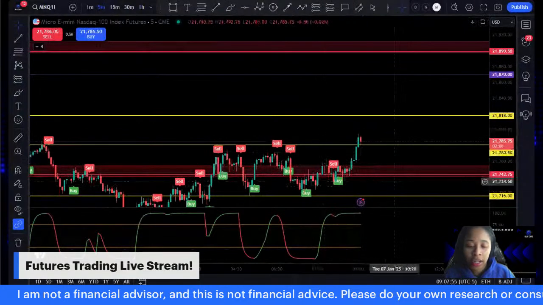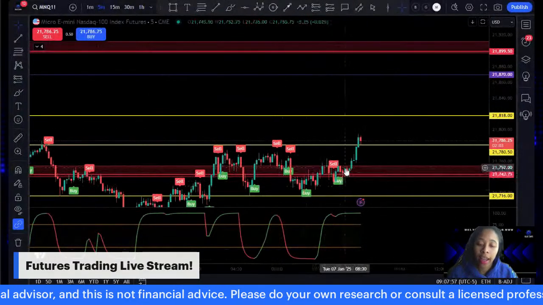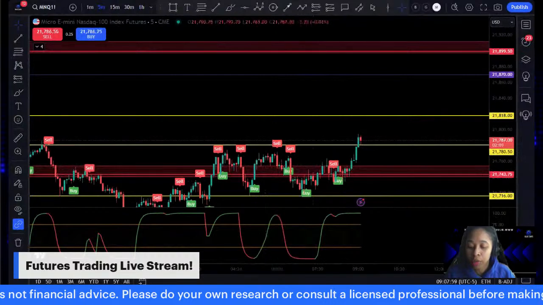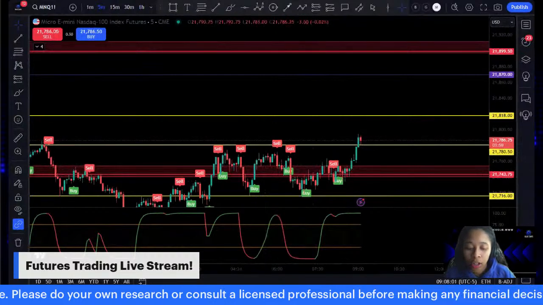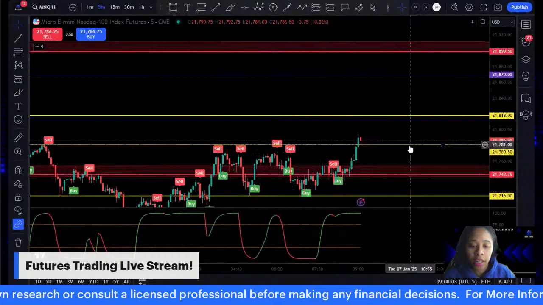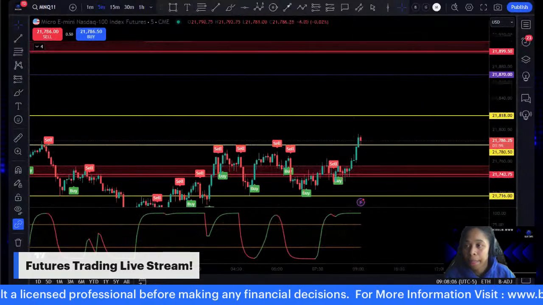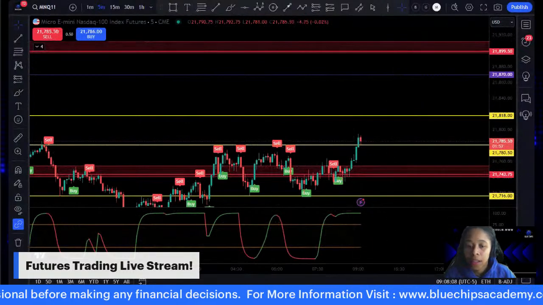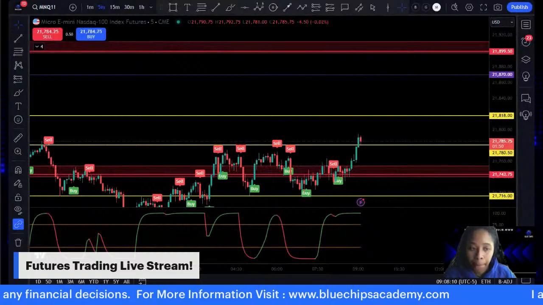Go ahead and connect your account. Click on paper trading and then connect your account. If you're already logged in, you're going to look for Tradovate, and then you're going to put your login credentials in to sign into your account. Okay?